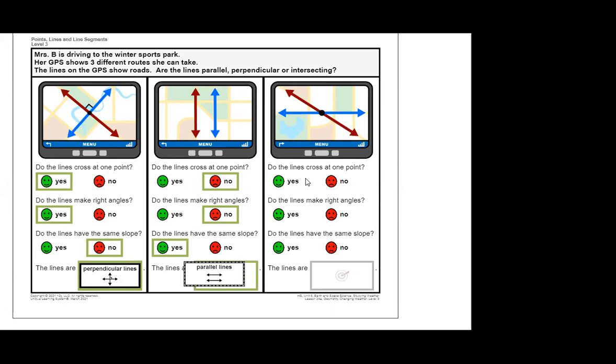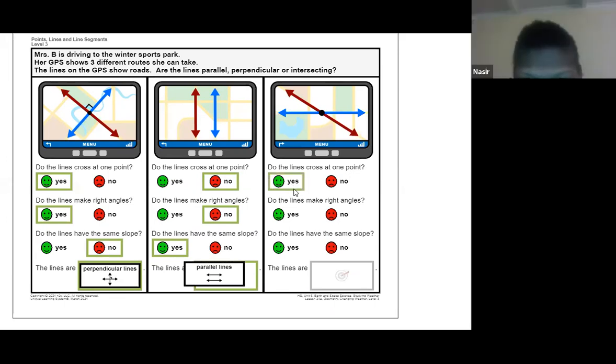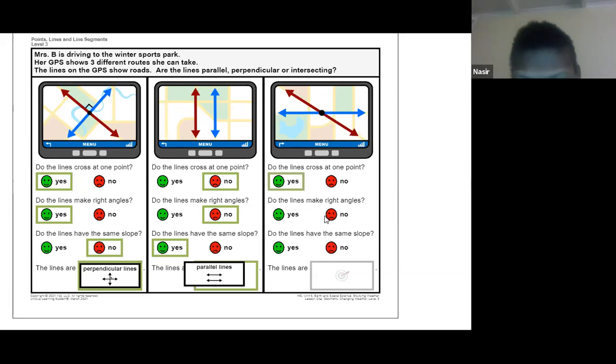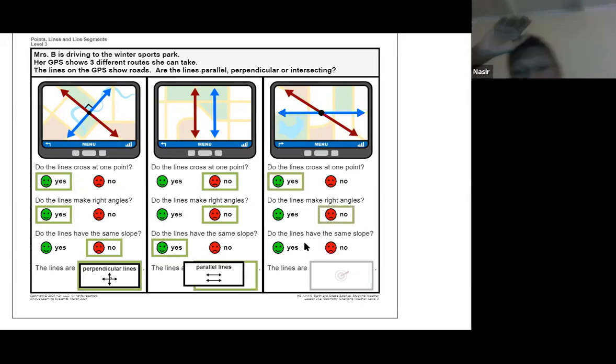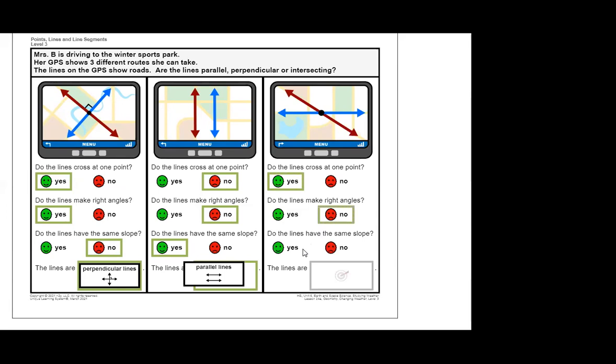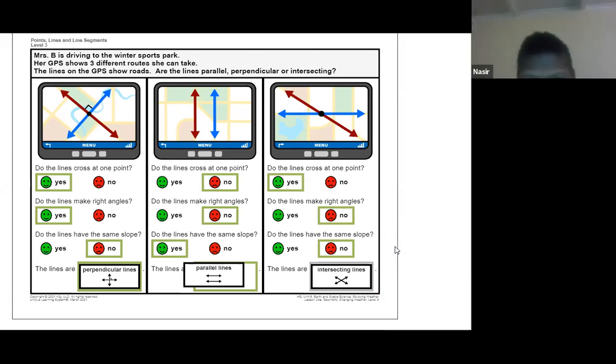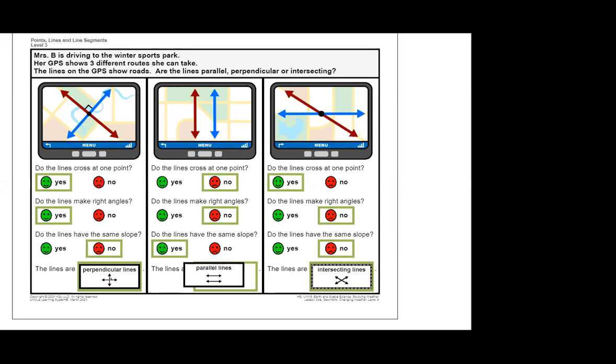All right, so our last one. This is the one that we said looks like an X. Do the lines cross at one point? Yes. Do the lines make a right angle? Is our box there? No, they don't make a right angle. And are they going in the same direction? No, so they don't have the same slope. So what kind of lines are these? Intersecting lines. Very good.